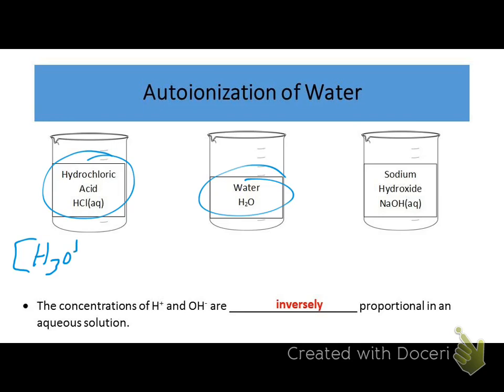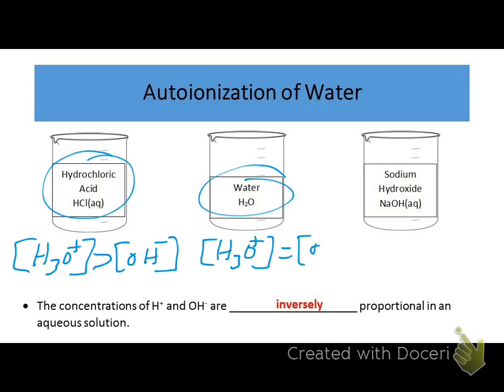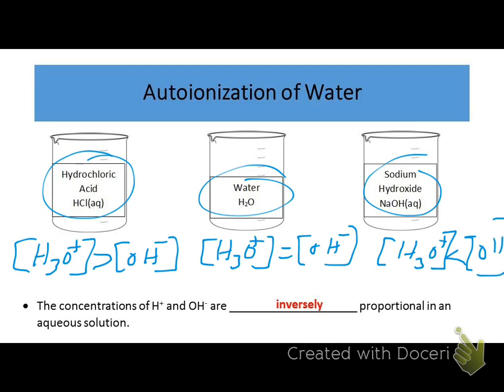Hydronium ion concentration is greater than the OH minus. And then for water, the hydronium ion concentration is going to equal the hydroxide concentration because it's just pure water. And then for the base, we should have a hydronium ion concentration that's less than the hydroxide ion concentration. Running out of room there, okay? So those relationships are very important.